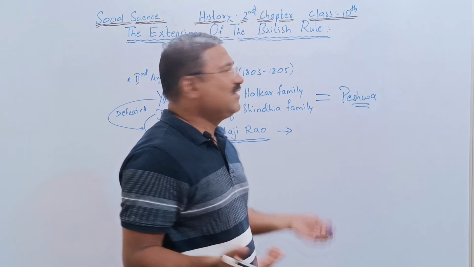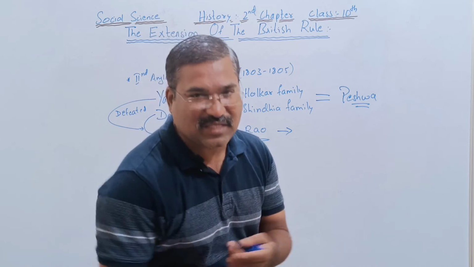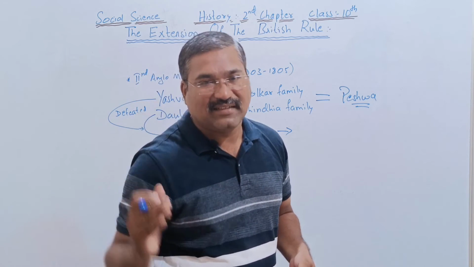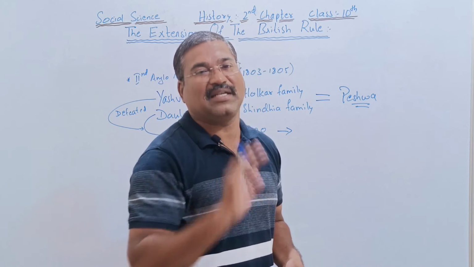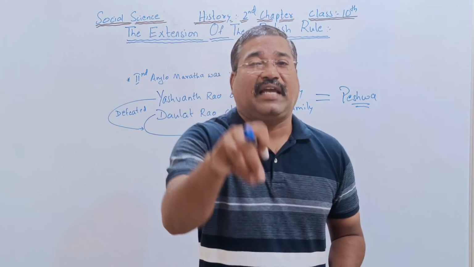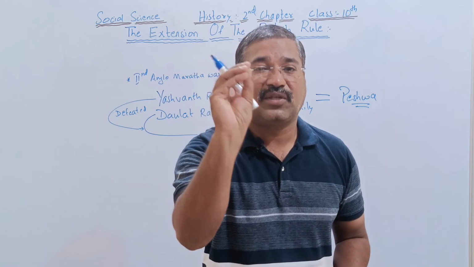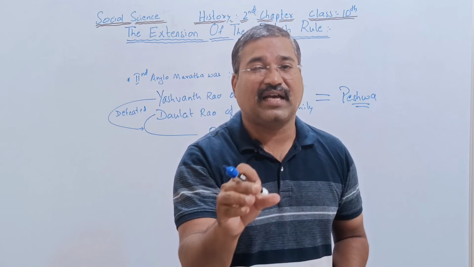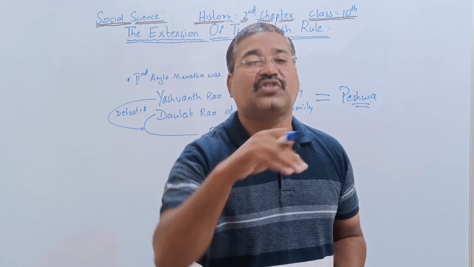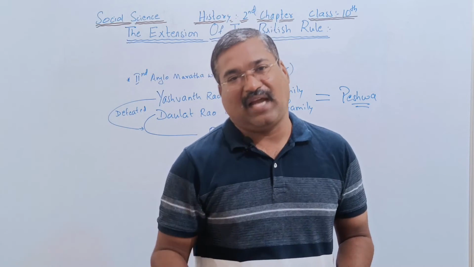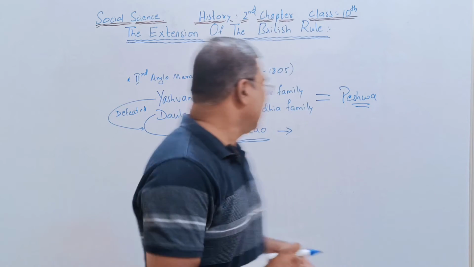And as we said, the name of the chapter itself is extension of the British rule. Now they want to expand their empire, and here is an opportunity given by the British. It's the same as the end of the match. Now the ball is thrown. The bowler threw it in such an easy way that he gave the batsman a chance to hit the ball straight out of the boundary. The same thing was done by the British.